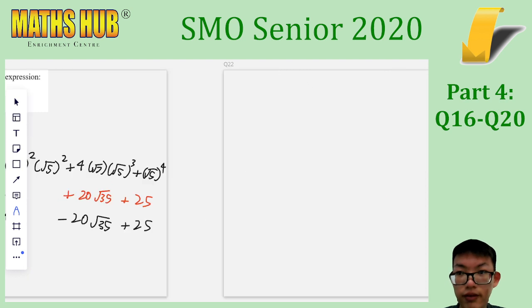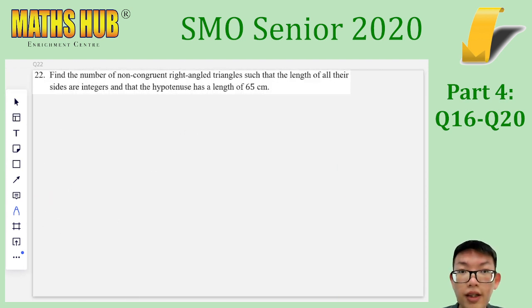Next up, question 22. Find the number of non-congruent right-angled triangles such that the length of all their sides are integers and that the hypotenuse has a length of 65 centimeters. Let's draw this. And I can't really draw it to any scale because we're supposed to count how many non-congruent ones there are, so obviously I'm just drawing one for show.